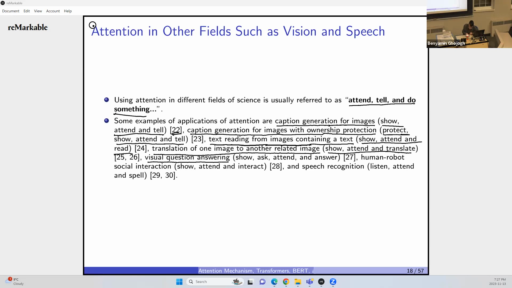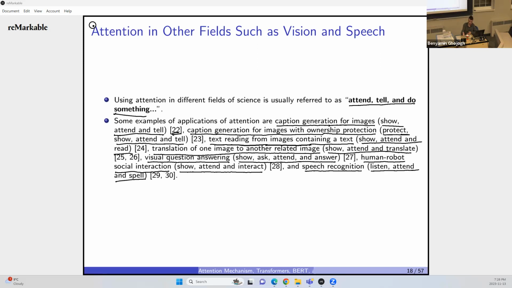Visual question answering: Show, Ask, Attend, and Answer. Human-robot social interaction: Show, Attend, and Interact. Speech recognition: Listen, Attend, and Spell. All of them are using attention in them. So as you see, attention has been used in image processing, in natural language processing, in speech processing, in all of them, right? Because you can see all of them as sequences.